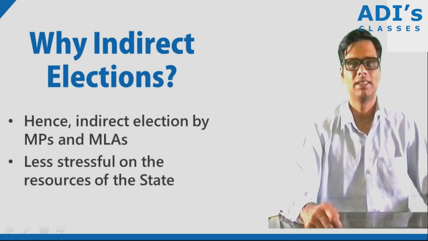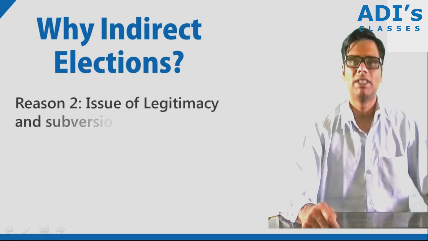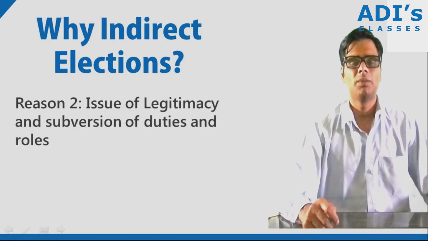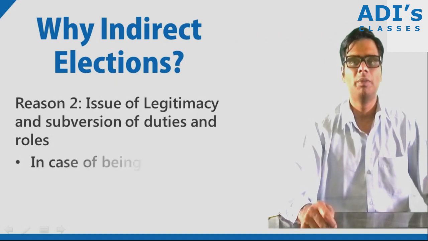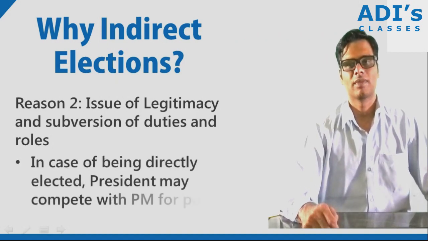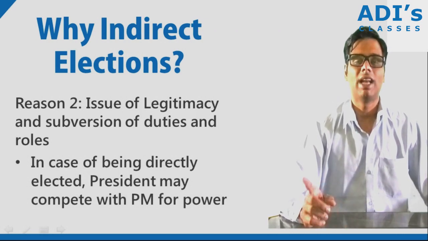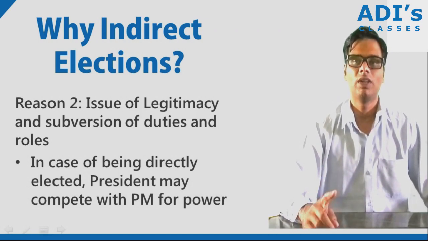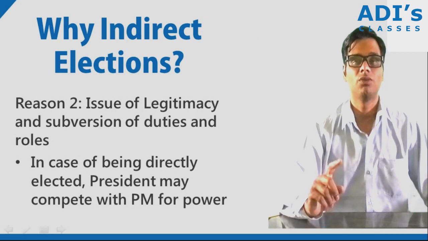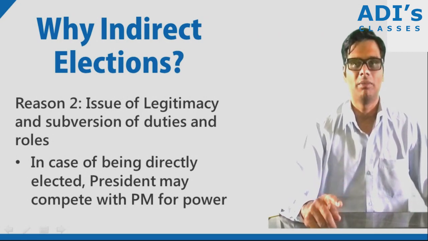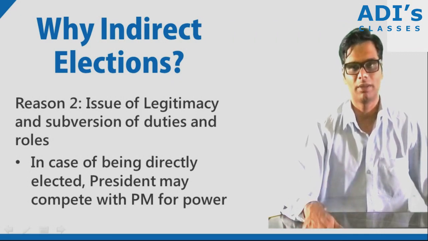The second reason is that the issue of legitimacy and subversion of duties and roles. Were the president to be directly elected, he would be an elected head of the state. The prime minister is only the head of the government. The president will naturally feel that he can not only take executive decisions of his own free will, but even override the decision of the prime minister, who is the head of the council of ministers, which means he is the head of the government.